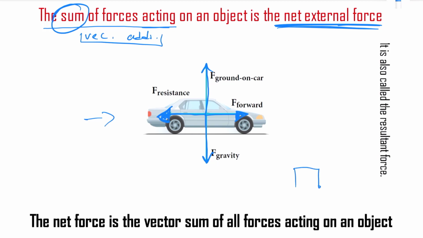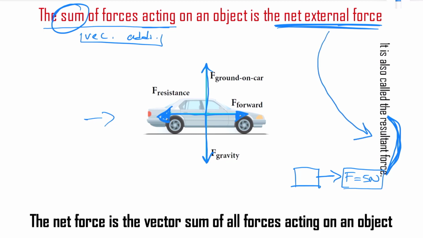So for example, if we draw an object, and this object is moving under the effect of a force of 5 Newton in this direction, the net force acting on it is only 5 Newton. If we have more than one force, we will talk about it in the next page. Net external force is also called resultant force. Just keep it in your mind.